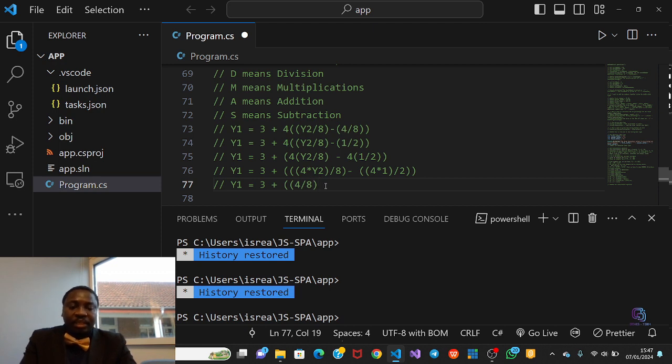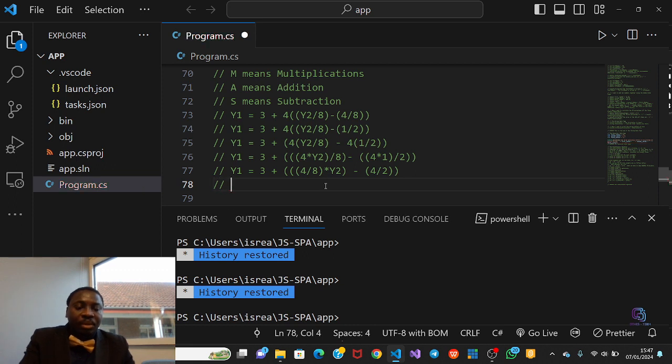4 divided by 8 times, so I'll bring out the y2. I'll put them into a bracket, and another bracket. Then minus, so we have 4 times 1, 4 divided by 2. So 4 times 1 is 4, now divided by 2. So we can have this as 4 divided by 2. So with this, we have 1, 2, 3. We have 1, 2. Yes, and it's completed.